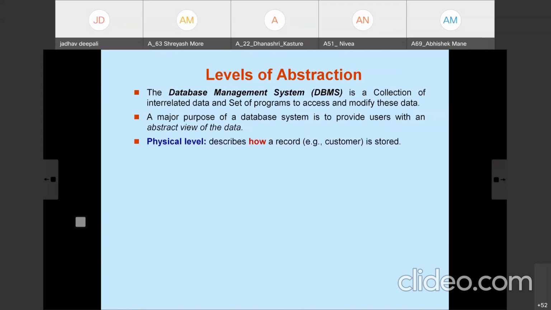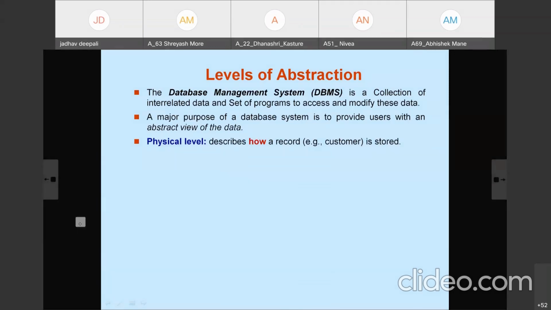Okay, what is the physical level? It describes how data is stored. How a record is stored, how data is stored. For example, in our case of a university, I consider the instructor data or instructor record. How to store that instructor record? That is decided at the physical level.